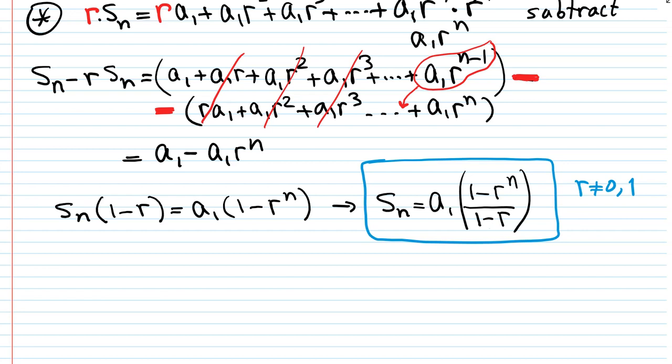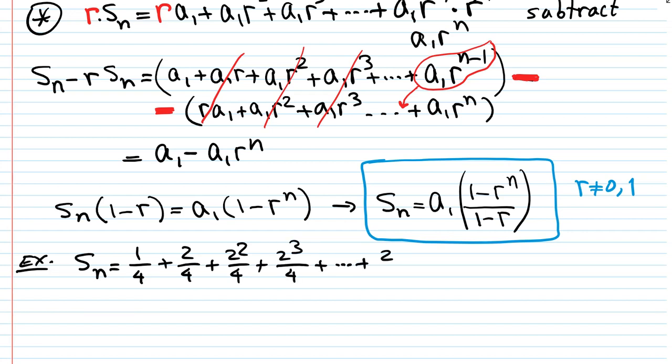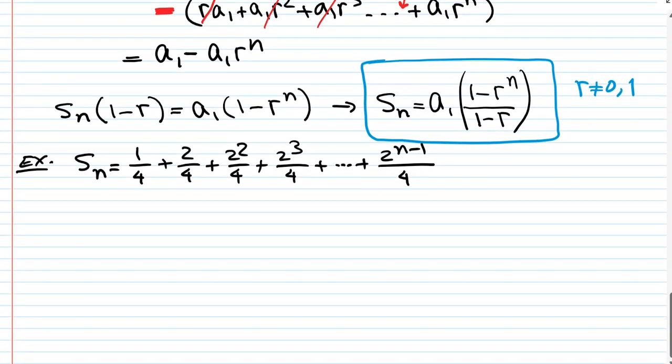Let's do an example right away. How do I use this formula? So let's say we want to find the sum S sub n, and let's say we make it 1/4 plus 2/4 plus 2 squared over 4 plus 2 cubed over 4, and so on, all the way to 2 to the n minus 1 over 4. Okay, we want to find the nth partial sum. Now, because I don't know what n is, because it ends with the nth term, we're not going to get a number out of this. We're going to get an expression.